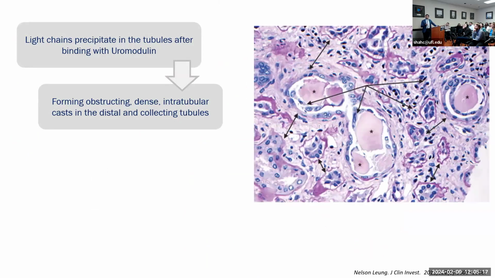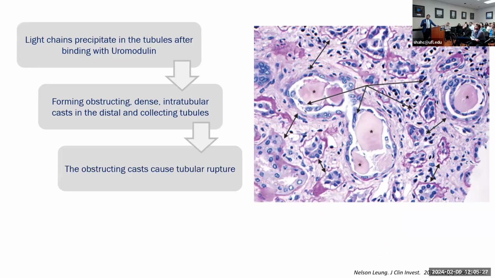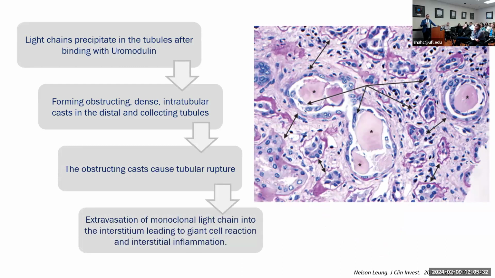Now, this picture very nicely depicts the cast. When we stain them, we can see they are light chain stained, and they are the obstruction of tubules with the cast, shown with asterisks here. Ultimately, they will lead to rupture of the tubule. And the rupture will result in extravasation of these light chains into the interstitium, leading to giant cell reaction and interstitial inflammation. The combination will ultimately result in acute kidney injury.